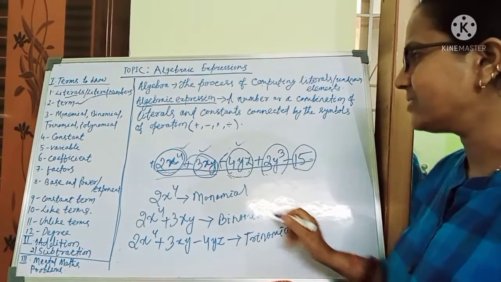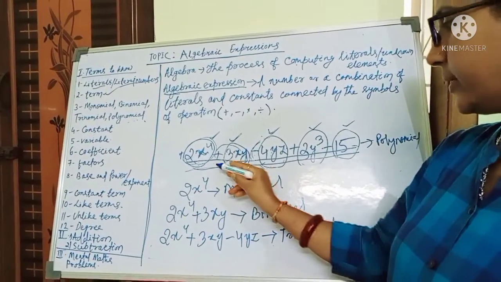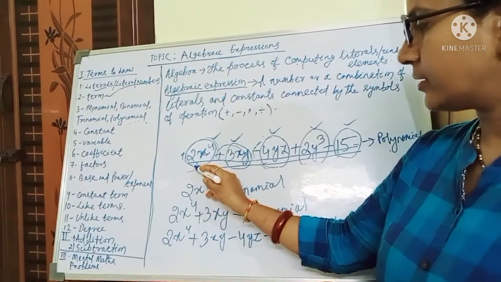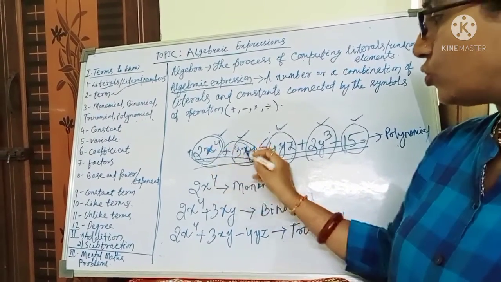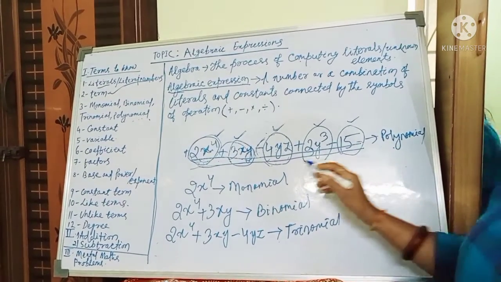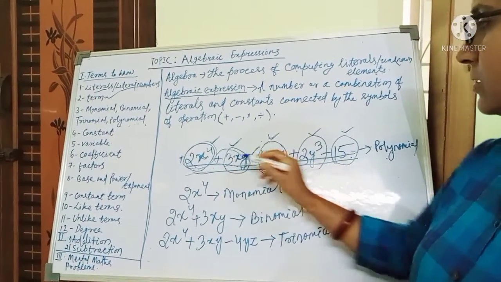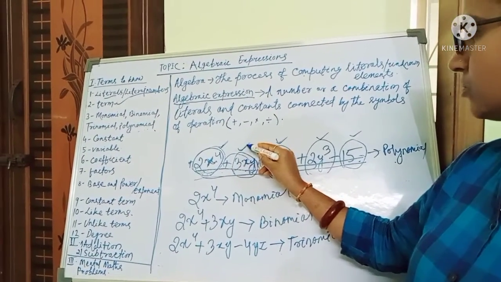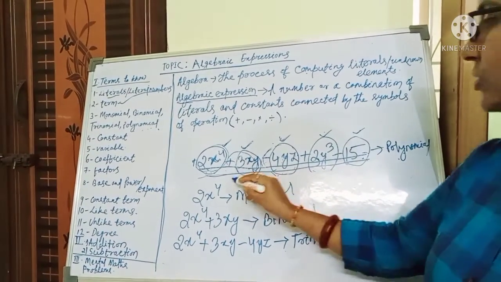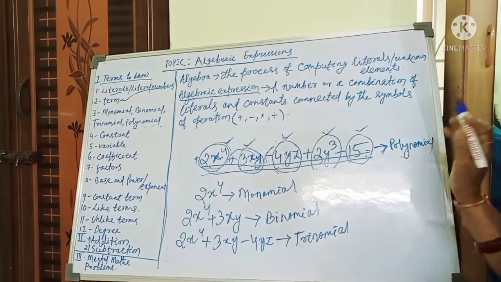And the next is polynomial. In an algebraic expression, if two or more than two terms are present, then it is known as polynomial. So in this expression, there is 1, 2, 3, 4, 5. So 5 terms, more than 2 terms are present. So it is a polynomial.